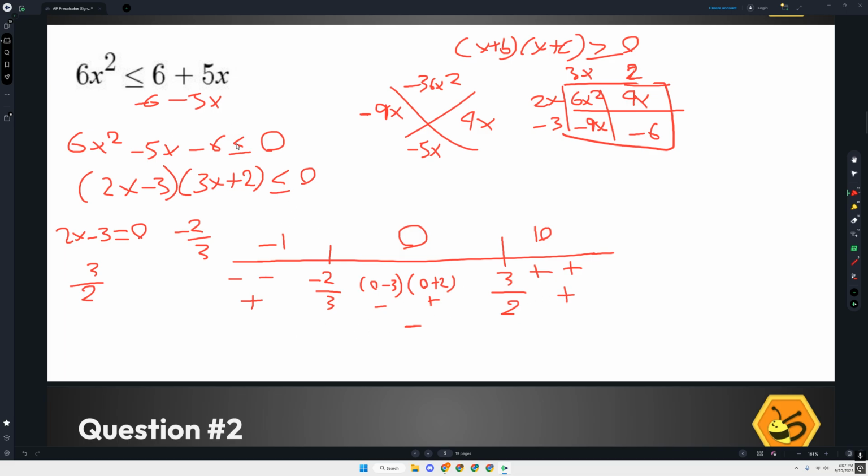So we said it wants to be less than or equal to 0. So it has to be negative then. So we're saying our interval is between negative 2 over 3 to 3 over 2.